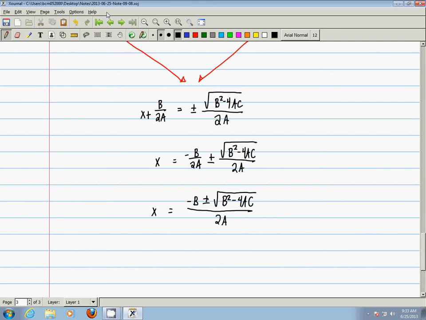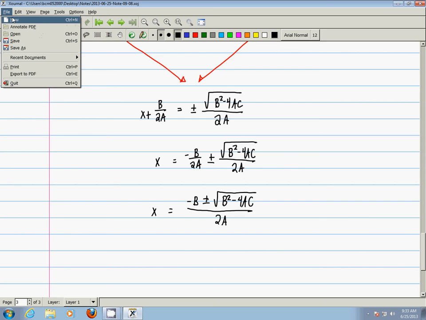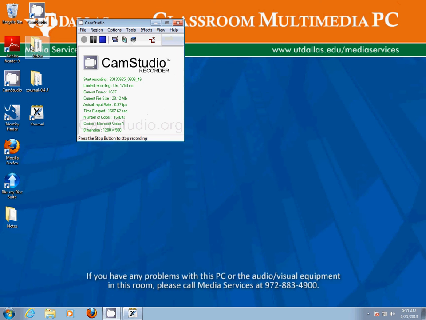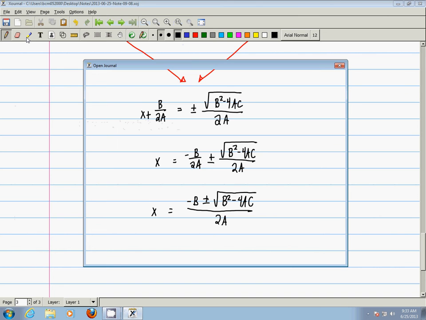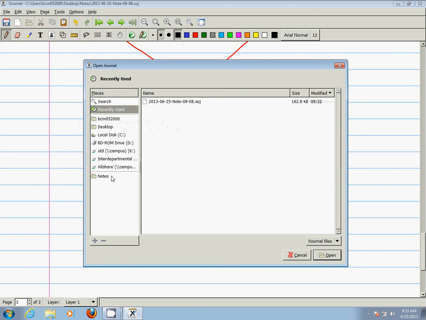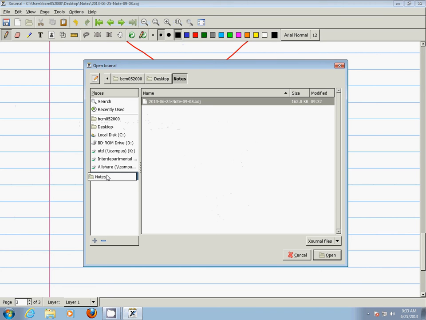Why is it not opening? Open up. Okay, well, I don't know what it's doing, so let's open it like this. Oh, I moved all of them. Okay, so I can't open it.